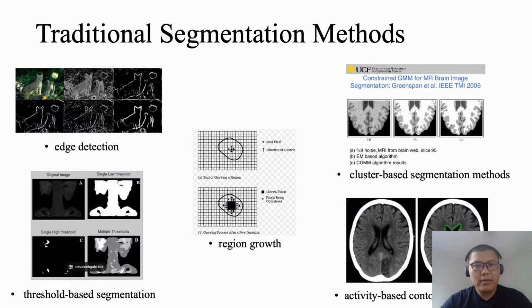And as we know, there are some very typical traditional segmentation methods in the field, like edge detection, threshold-based segmentation, the region growing method, cluster-based segmentation methods, and also activity-based methods. However, these typical methods are not that efficient due to the cumbersome process and the noise effect of medical image equipment. So we need to find better methods for the medical image segmentation problem.